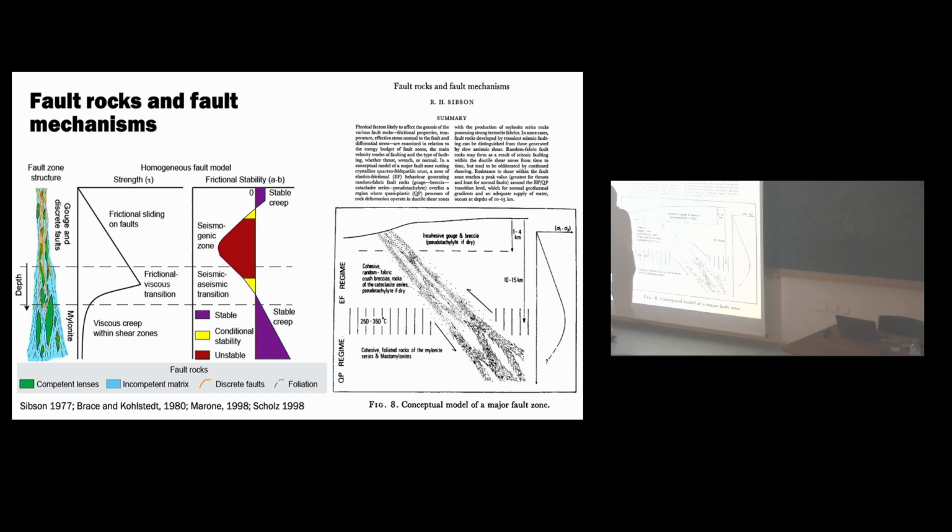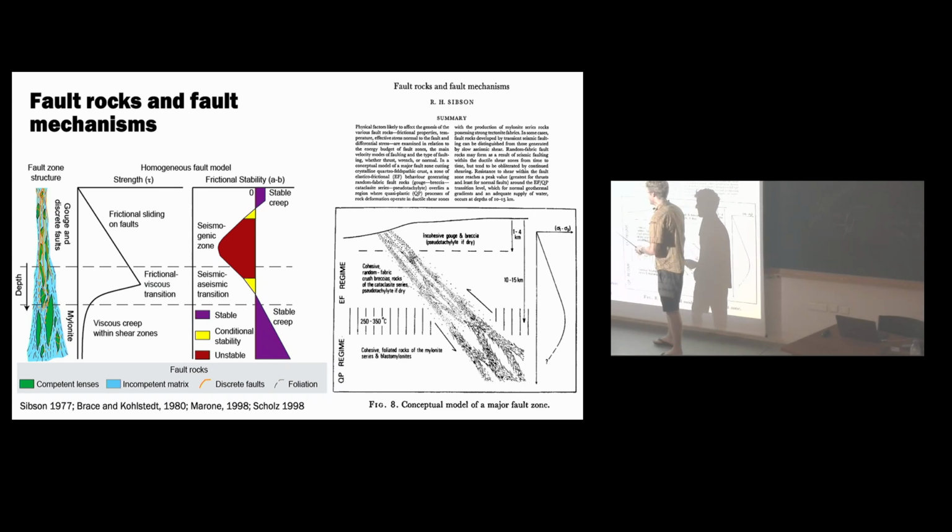Several groups, but Brace and Kohlstedt did this quite early in 1980, made this plot saying, well, the reason this is happening based on experiments is that at shallow levels, frictional sliding is easy, normal stress is low. It gets harder and harder, linearly, as you go deeper because normal stress increases, and at some point this curve, which represents viscous flow, that goes way out here, but then that gets easier as it gets warmer, and we have a mechanism switch.